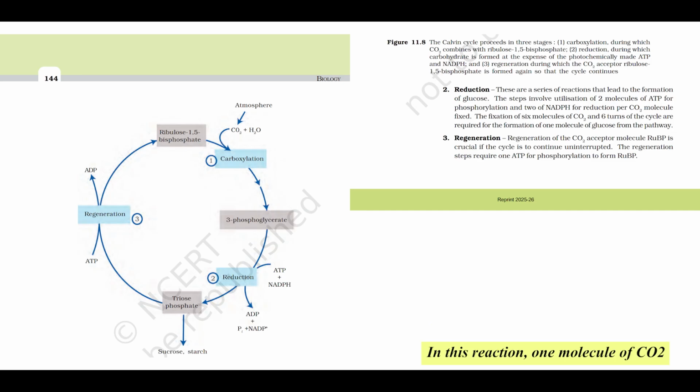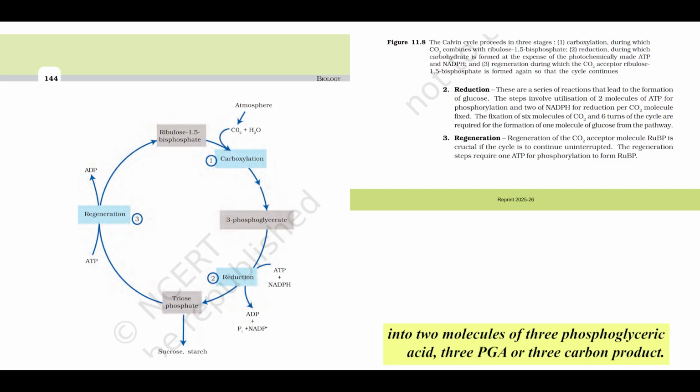In this reaction, 1 molecule of CO2 combines with 1 molecule of the 5-carbon acceptor, ribulose 1,5-bisphosphate, RuBP. The enzyme that catalyzes this crucial reaction is incredibly important. It's called RuBP carboxylase oxygenase, or more commonly, Rubisco. It's essential to highlight that Rubisco is not just vital, it is in fact believed to be the most abundant protein on Earth. A common exam factoid. This carboxylation reaction results in an unstable 6-carbon intermediate that immediately splits into 2 molecules of 3-phosphoglyceric acid, 3-PGA, our 3-carbon product.